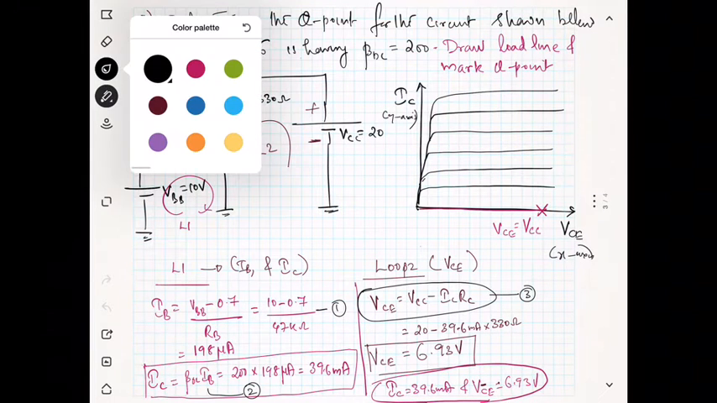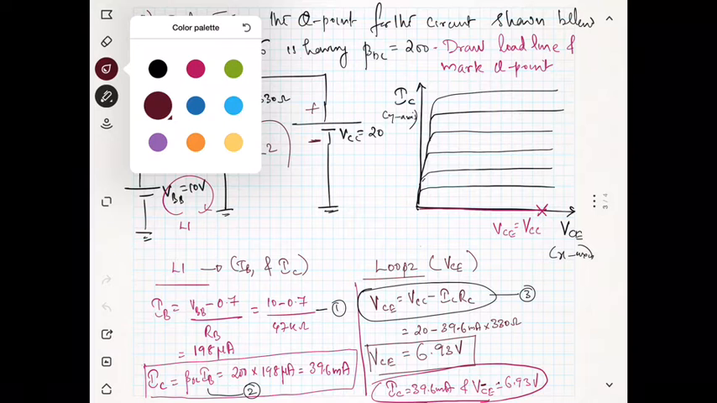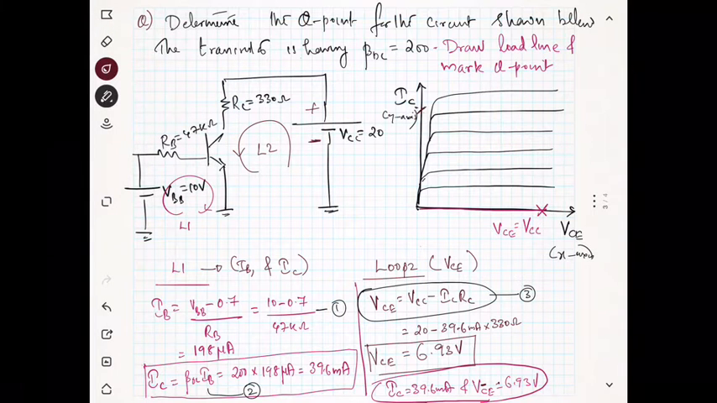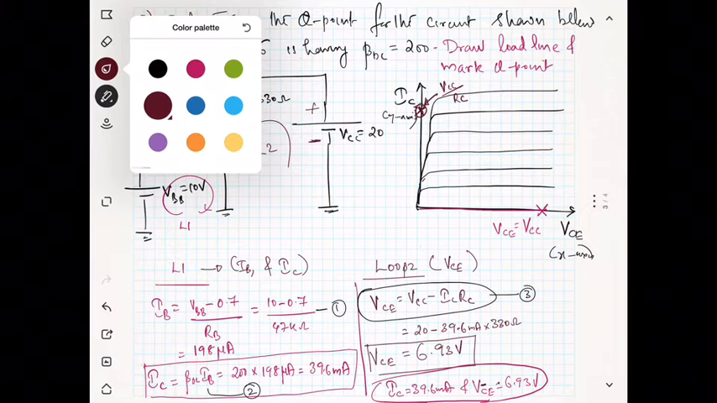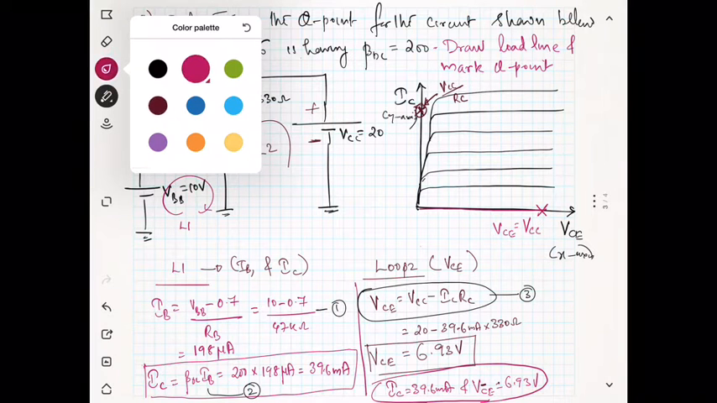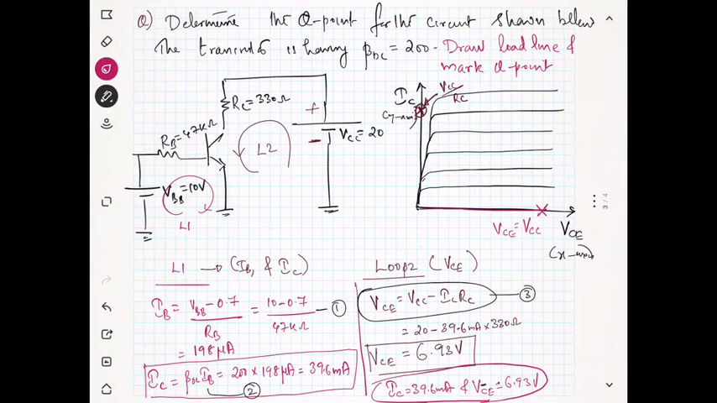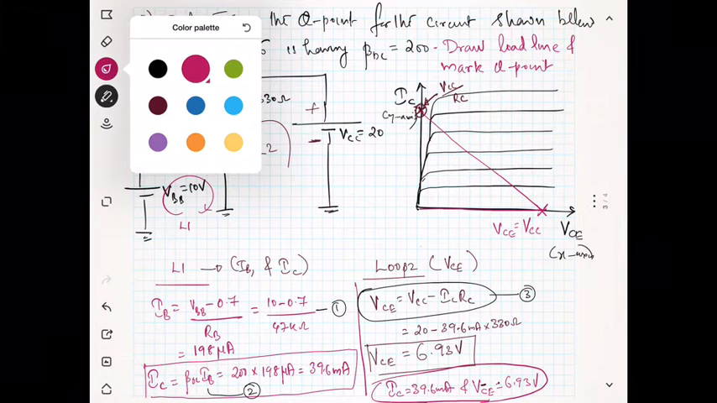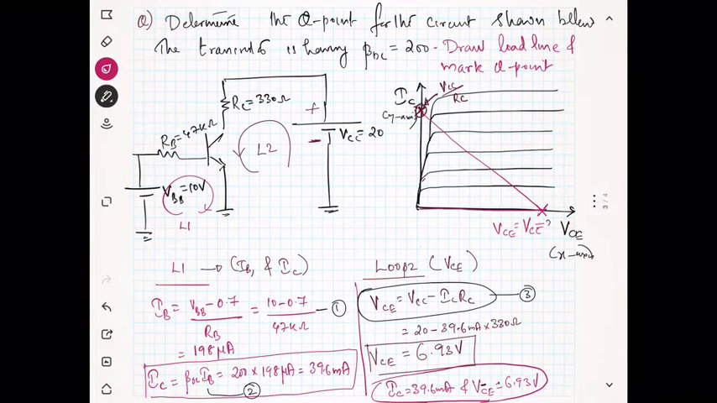We can find the y-intercept somewhere here. So we got some point, and this point is VCC over RC. Now you can draw the load line. Okay, you can draw the load line. This line, which is known as the load line, is a straight line, and you have to find the Q point. Okay, and VCC, you know, VCC is given as 20.